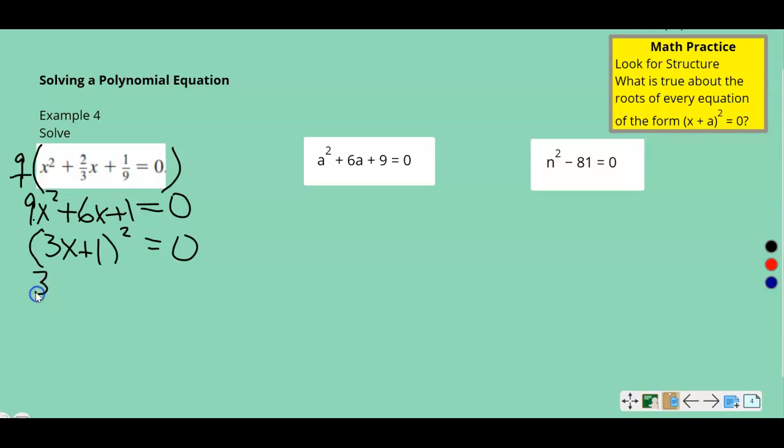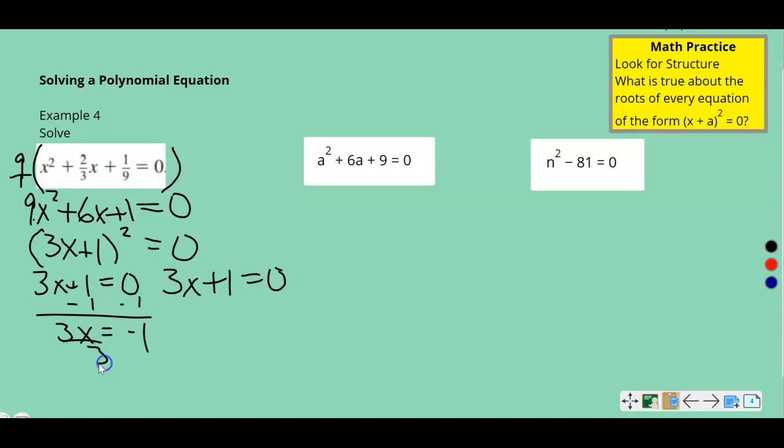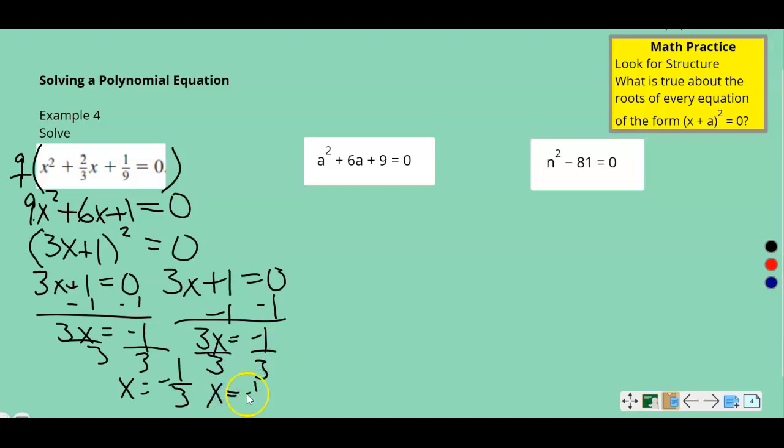So we've got 3x plus 1 equals 0. We have that twice, so we can write it twice, even though we're going to get the same answer both times. But minus 1, 3x equals negative 1, divide by 3, x equals negative 1/3. Same thing. 3x equals negative 1. So this one has a multiple root. So it has a root of negative 1/3, and it shows up multiple times.